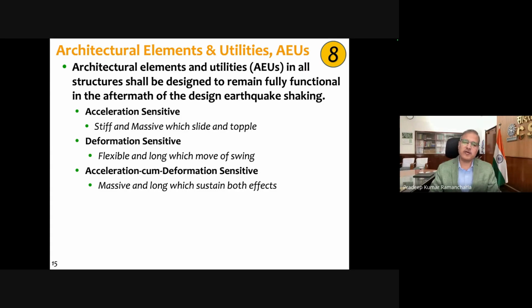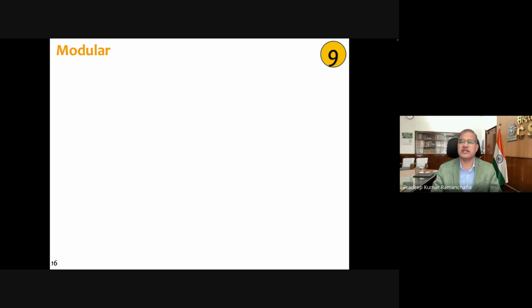Then deformation sensitive AEUs are flexible and long, and they move or swing. So we have to protect them so that the functional requirement is continued. So these clauses are also present. This is the 8th significant change. Now coming to the 9th significant change. Earlier, the clauses related to buildings were in part 1 itself. Now they have been divided, they have been separated.